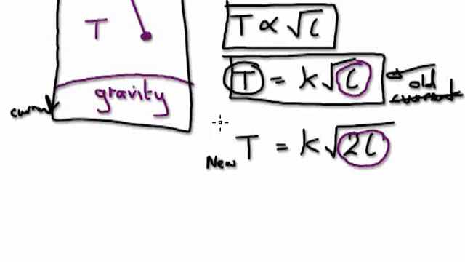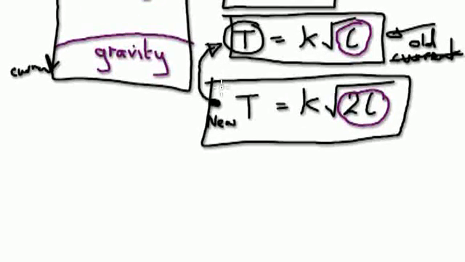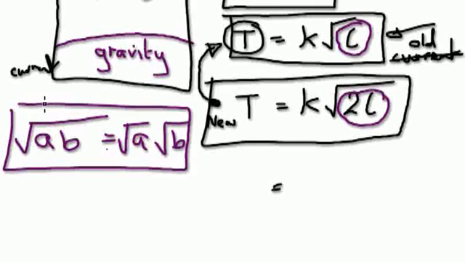So how will the new time compare to the old time? You've got to try and express the new time in terms of the old time. Now this sounds a bit weird, but it does make sense if you watch it for a bit. So now you've got the square root of 2L in here. You need to use another property of indices. The square root of A times B equals the square root of A times the square root of B. You can actually break it up like this.